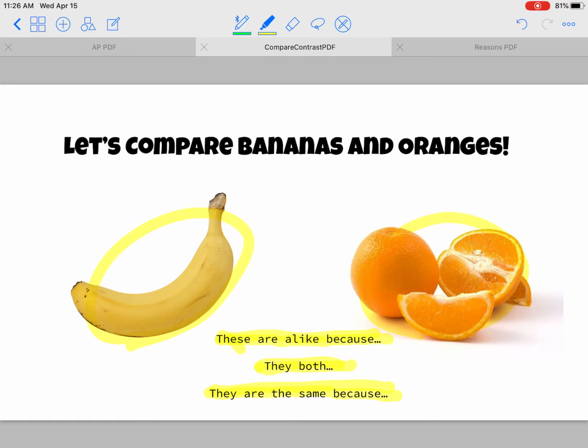So I want you now to pause the video, and I want you to think of another way that these items are similar. So you can't use that they're fruit. I want you to think of another way that these items are similar. So go ahead and pause the video. Think of one way that these are similar, and then we'll come back together and we'll talk about it.